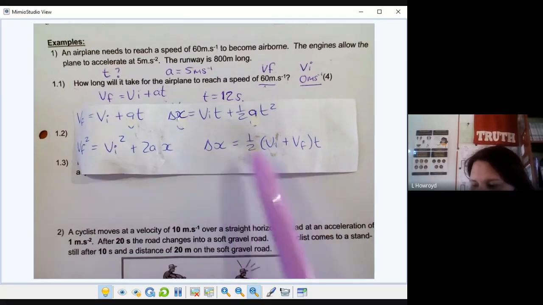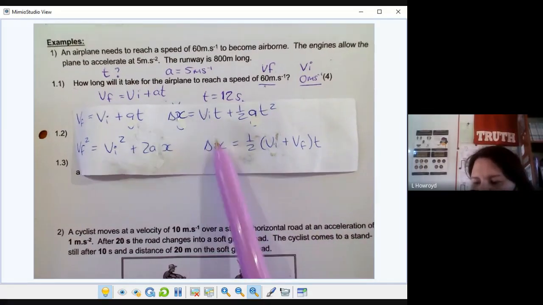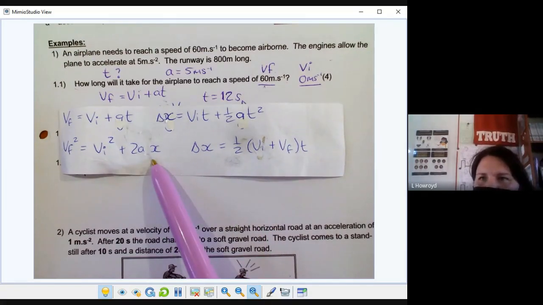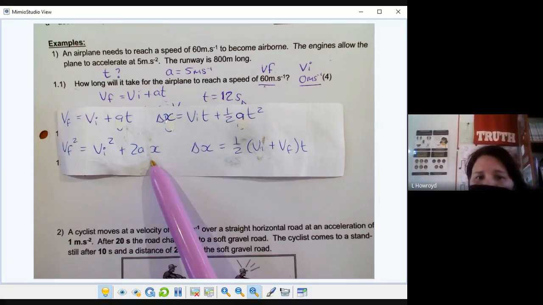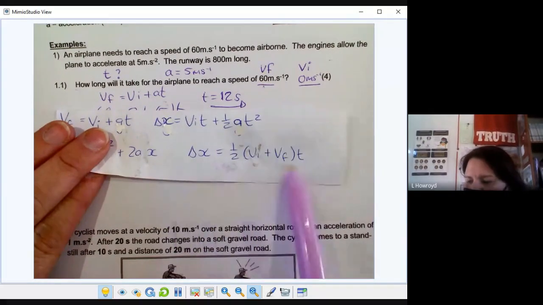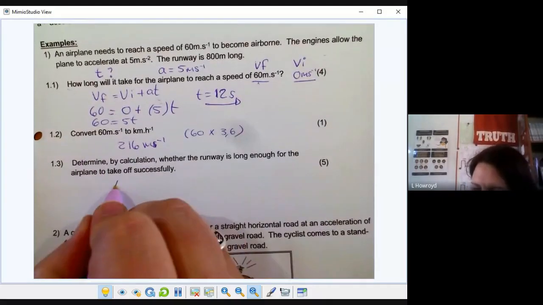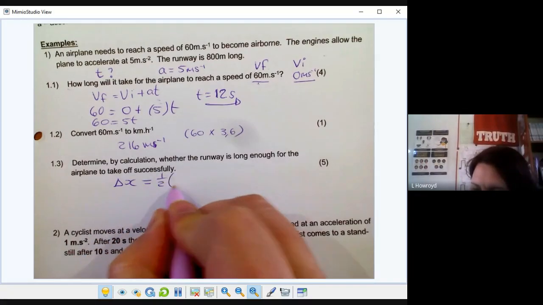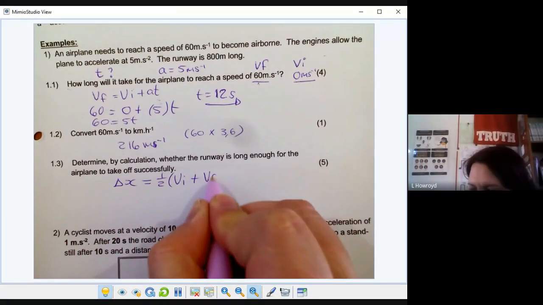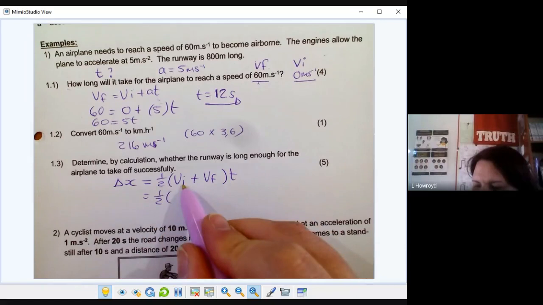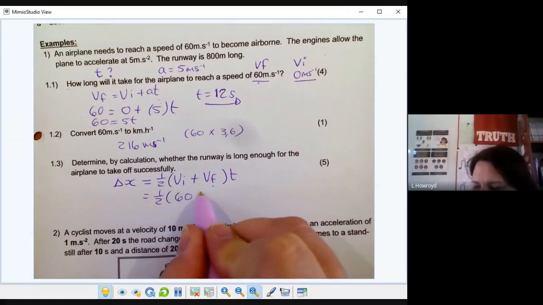Let's see, can we use this one? We have a VI, we have a VF, we have a T. We can use either one of those two. We can actually use this one as well if we want, but why wouldn't I bother using this one? Because we would have to make work for ourselves. So we can use either one of these two and either would work. Let's go with the second one maybe. So we have the change in position, also known as displacement, equals a half (VI plus VF) times T. And that would then be, we have 0 plus 60, so we just have 60.